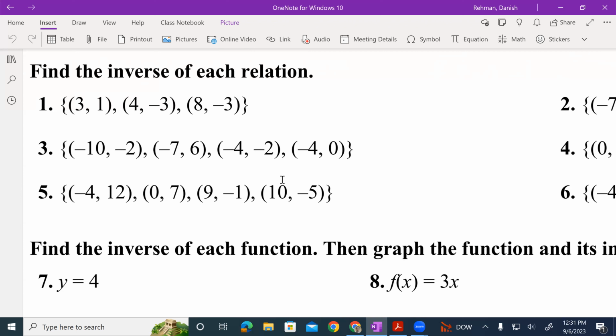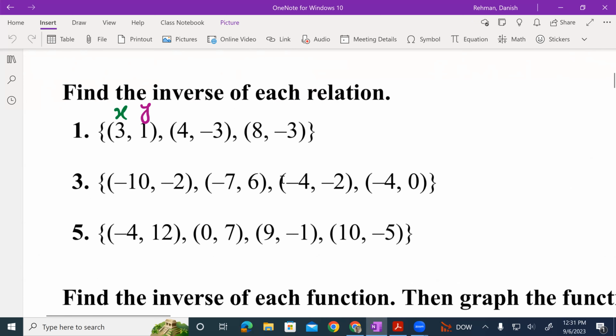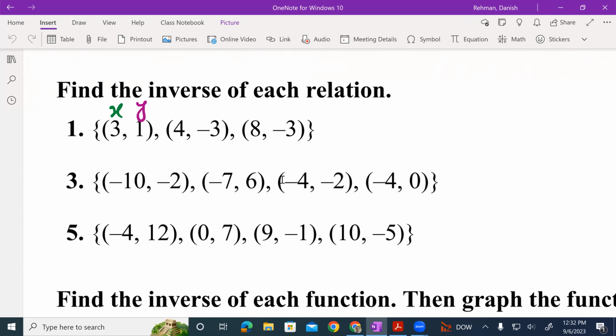3, and each of those is x and y. Agree? The first coordinates are always x and the second coordinates are always y. What are we trying to do? If I'm considering that these all are f of x, we are trying to figure out what's the inverse relation now. Pay attention. Here, we have the ordered pairs, x and y, and we are trying to figure out the inverse.